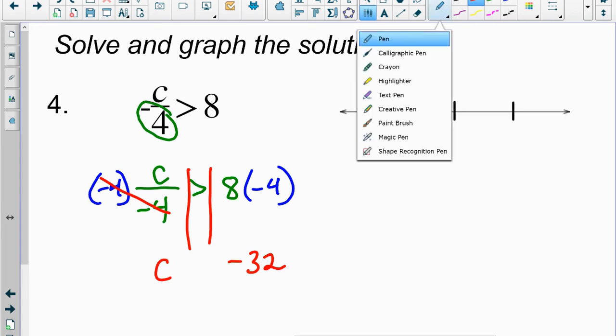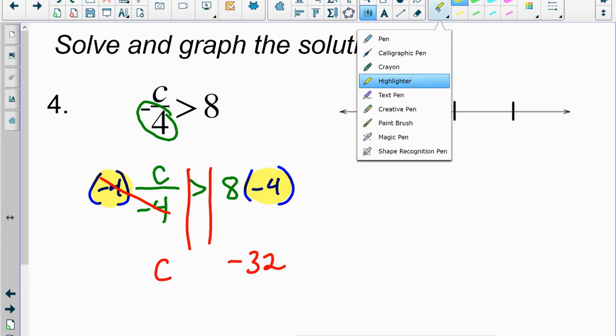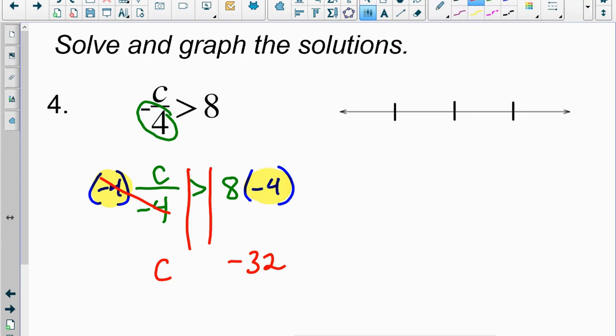And notice what we did here. To solve this, we multiplied both sides by a negative number. And as we saw earlier, that means the side that's bigger is going to change. So instead of having a greater than symbol, it's actually going to reverse the other way and become less than. So our final solution, our values for c are less than negative 32.